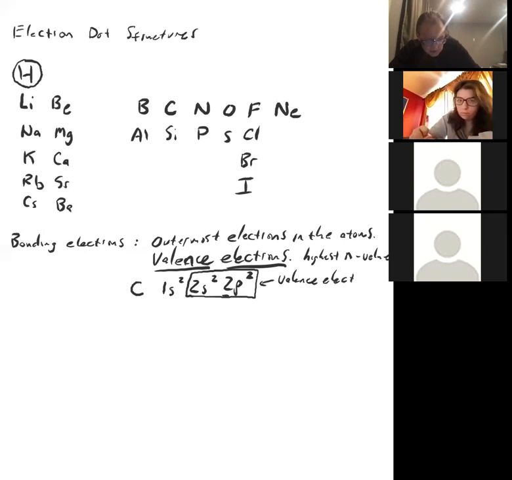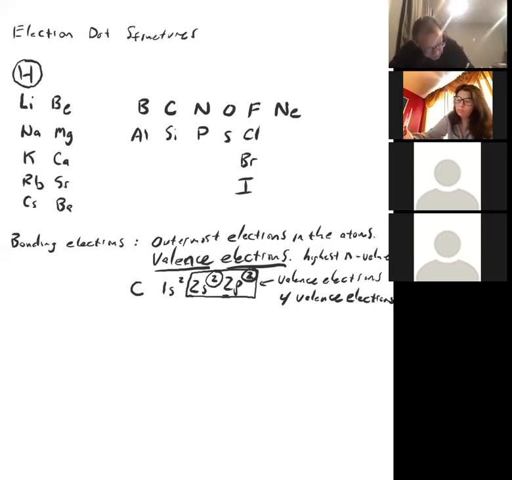So what you do is you count them. How many electrons are there with n equals 2 for carbon? Well, remember the superscript is the number that tells you how many electrons there are in the subshell. So there's a 2 and there's another 2. So you have 4 valence electrons. You just count up the superscripts, and that will tell you how many valence electrons you have.